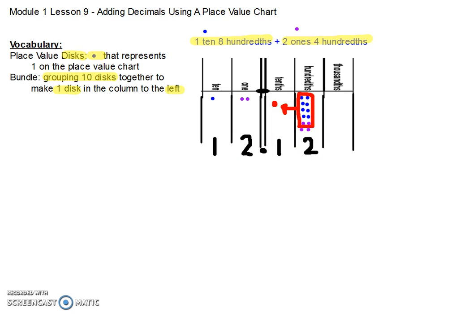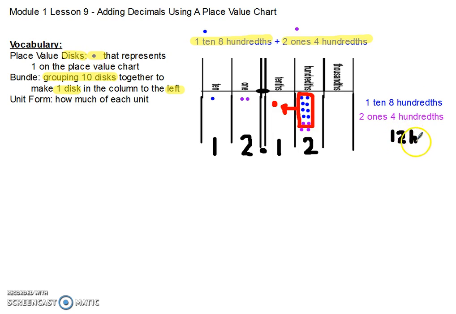Now let's take a look and see how we can relate that to unit form. So if I'm looking at my blue dots in unit form, which is how much is in each unit, I have 1 tenth and 8 hundredths, which up here is represented. Then in looking at my purple dots, I would have 2 ones and 4 hundredths. Then when adding them together, I would add like with like. So I have 8 hundredths and 4 hundredths, which would give me 12 hundredths.